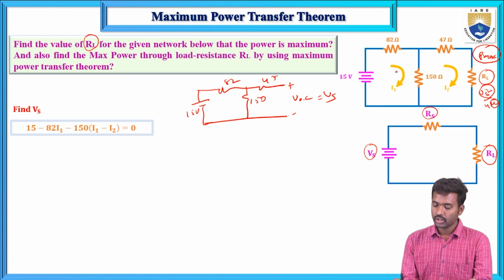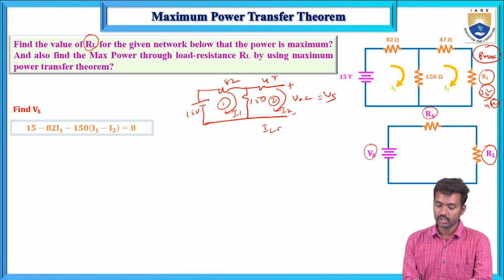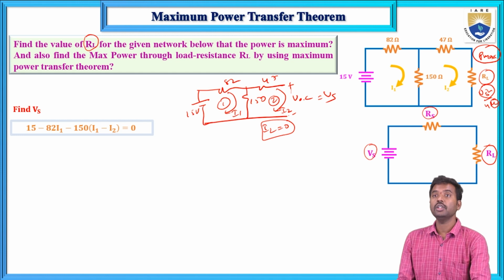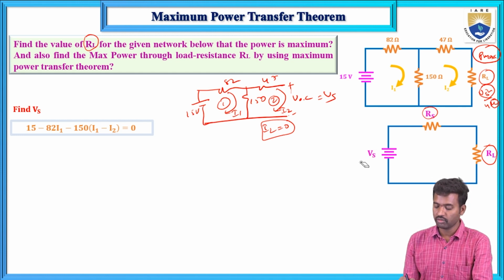Now here, the possible number of meshes is 1 and 2. Mesh 1 current is I1 and mesh 2 current is I2, in clockwise direction. Now here I2 current equals 0 because it is an open circuit, because we open the load, remove the load resistance and calculate the open circuit voltage, and that open circuit voltage is known as VS. Here this is the VS.